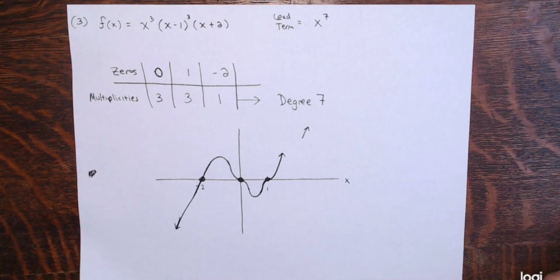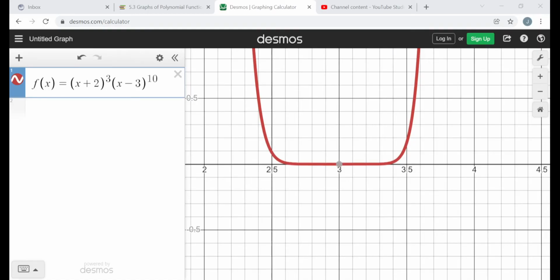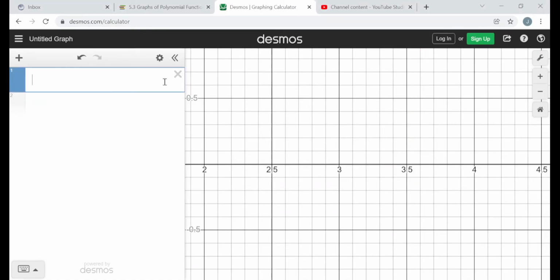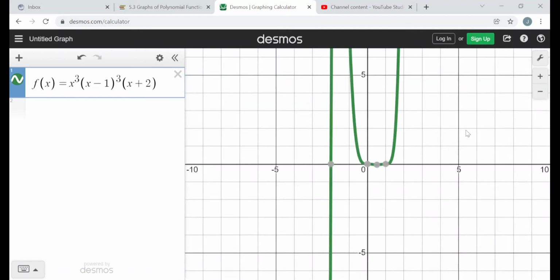Now let's take a look. All right, go back to that Desmos site, and I'll enter the function they gave us. Right, we have f(x) = x^3, times (x - 1), also cubed, times (x + 2). Right, and let me actually go back so we can see everything. And yeah, you see (-2, 0), there's (0, 0), and then (1, 0).